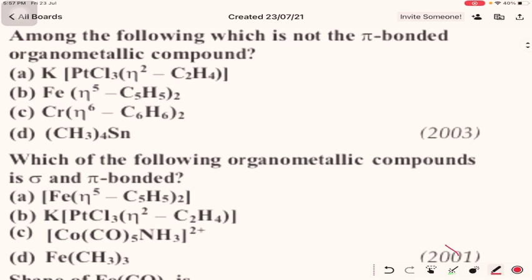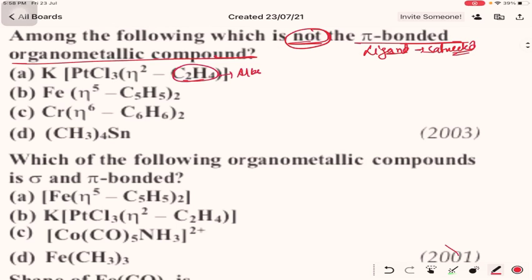First question: among the following, which is not a pi bonded organometallic compound? It means the ligand should be saturated here. It should not be unsaturated. Now C2H4 is an alkene. C5H5 is also unsaturated. It contains carbon double bond carbon. So all these options cannot be correct. So it is option number D.